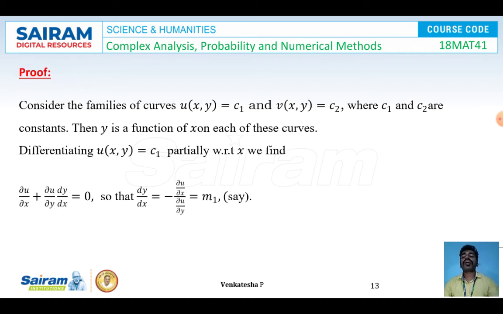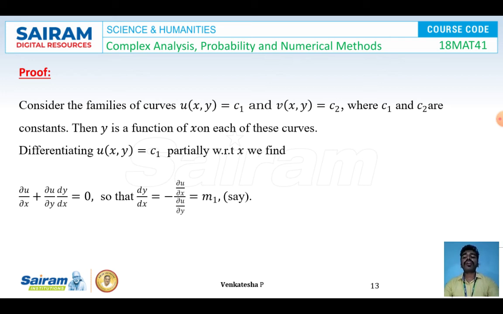So proof, consider the families of curves. I'm taking two curves here, that is u(x,y) = c1 and v(x,y) = c2, where c1 and c2 are constants. Then y is a function of x on each of these curves.